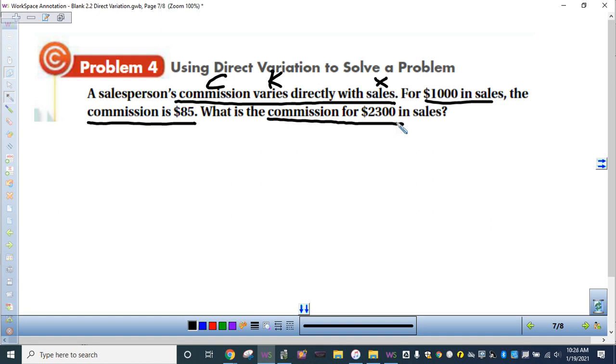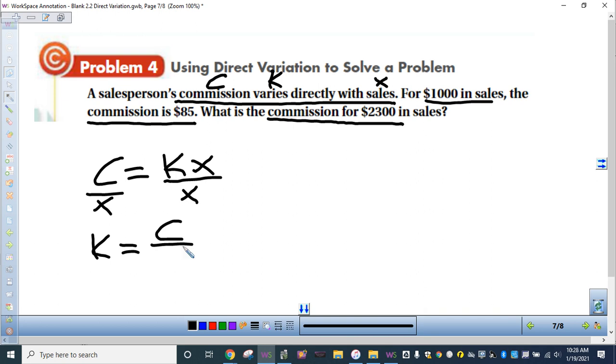So first thing I'm going to do is write this equation. C is commission, we already identified the variable. Step four is to write the equation. So C equals K times X. Now, to solve, I think it's easiest to do a proportion. So I'm going to divide both sides by X. I'm going to use C on top, commission on top, sales on bottom.